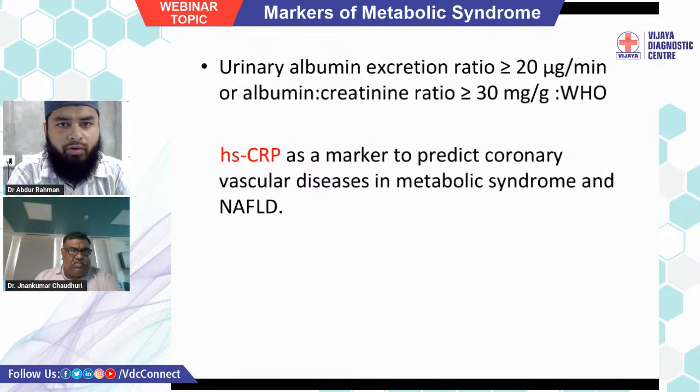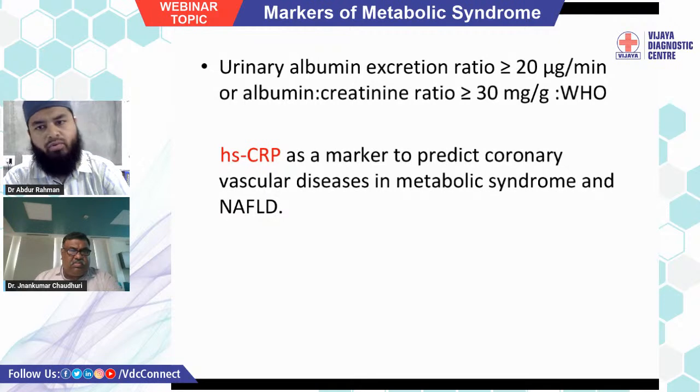Another marker is urine microalbuminuria. We have already discussed previously that more than 2 microgram per minute, or an albumin creatinine ratio of more than 30 mg per gram, according to WHO, is considered dangerous for kidney problems. And hsCRP is also a valuable marker for NAFLD, because we have already seen that NAFLD and NASH are other associated disorders.